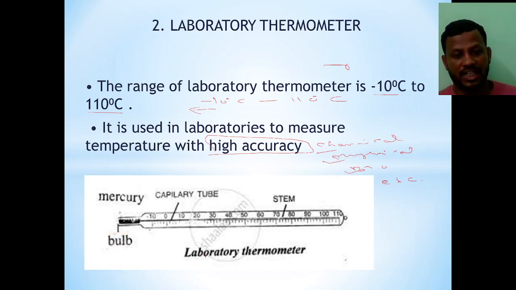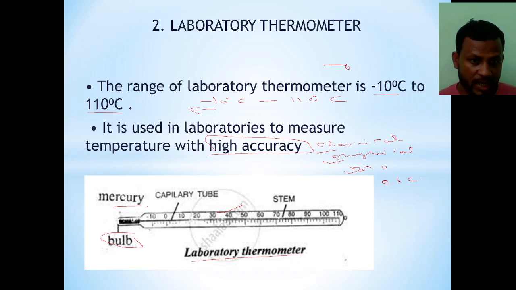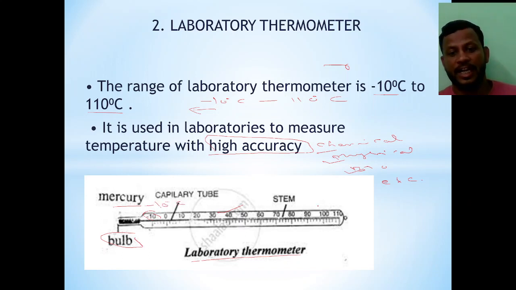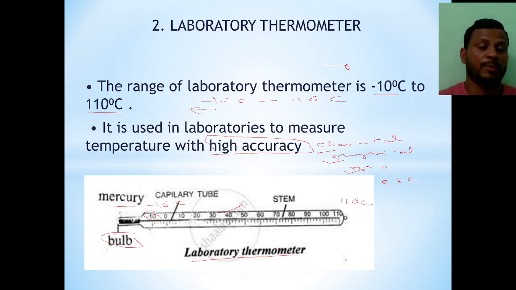Remember that. This is the laboratory thermometer on your screen. This is also the same, but with different measurements. This is the bulb. This is the mercury. This is the capillary tube, which we can also call the stem. The reading is different. In the clinical thermometer, it starts from 35 degrees Celsius. Here in the laboratory thermometer, it starts from minus 10 degrees Celsius and ends at 110 degrees Celsius.